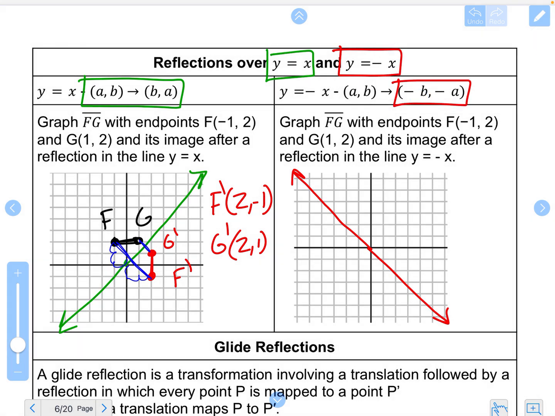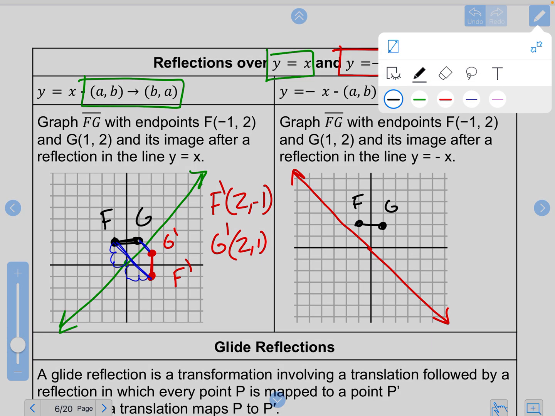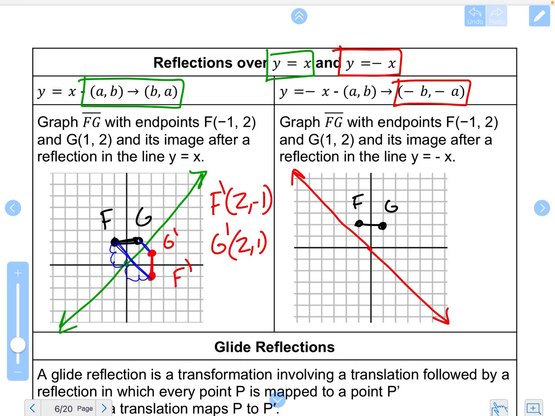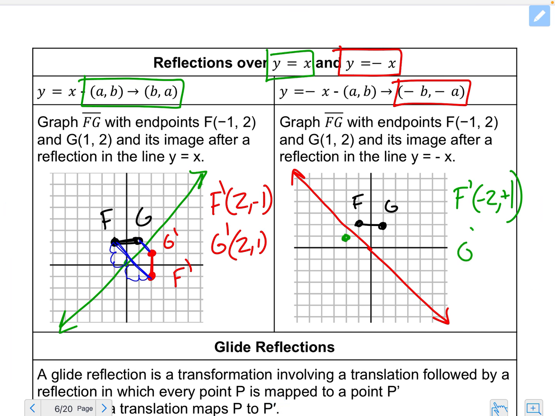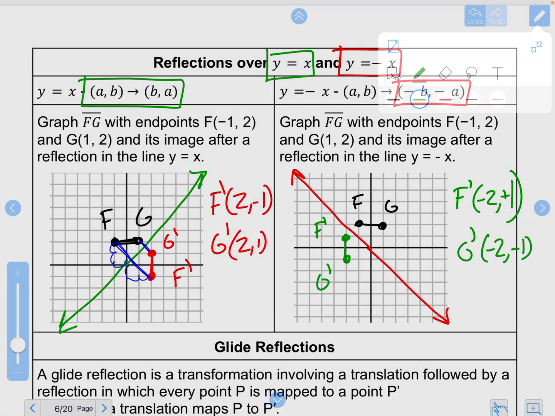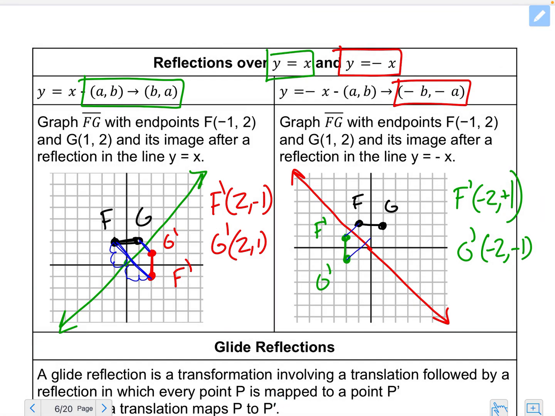So now let's graph the same F and G. Negative 1, 2 is F. 1, 2 is G. And so if we're reflecting it over the negative, we're going to flip the numbers and add a negative. So F prime is negative 2, and since 1 is already negative, it's going to become positive. So negative 2, 1. And then for G prime, we're going to flip them and add a negative. Negative 2, negative 1. So F prime, G prime. And again, they should be the same distance away across the line of reflection.